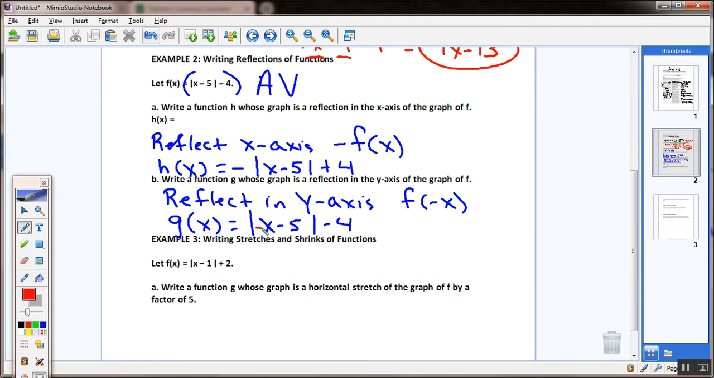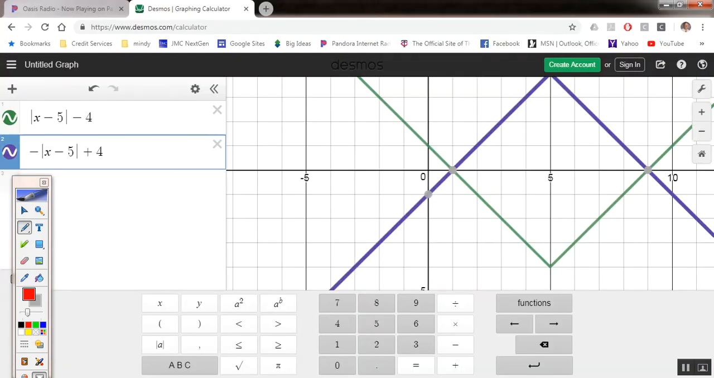Let's check. Let's see. Do we make some changes inside of parentheses here? Again, absolute value bars are just like parentheses. Did I make some changes inside of parentheses here? No. You bet I did. Let's see what this looks like. Let's see if this worked. I'm a little worried about this one. Okay.